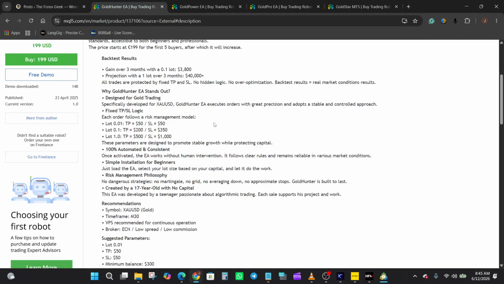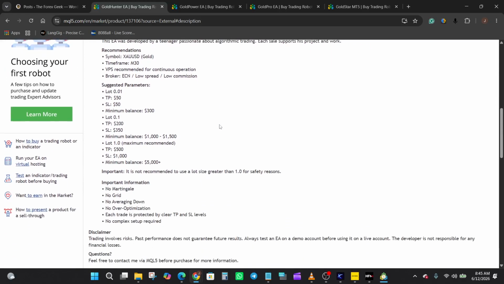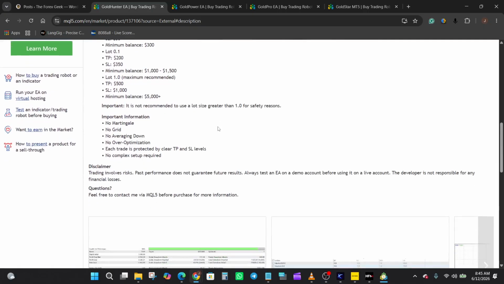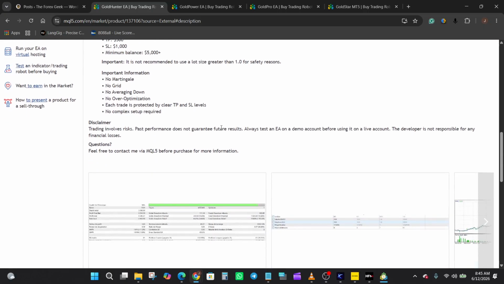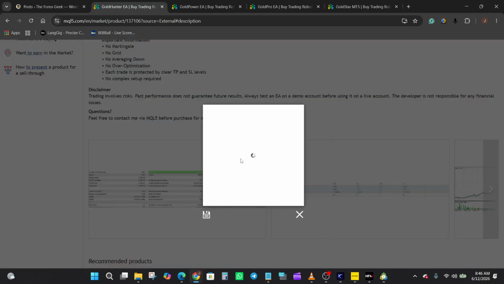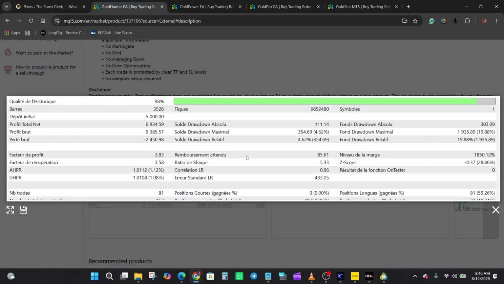The developer also emphasizes that there are no complex setup requirements, making it relatively accessible for users who prefer a simpler installation process. Now, moving into the historical testing section, the marketplace page reports a gain of approximately $3,800 over a 3-month period using 0.1 lot size. And the developer also provides a larger projection for higher lot sizing, although it's important to remember that projections are not guarantees of future performance.